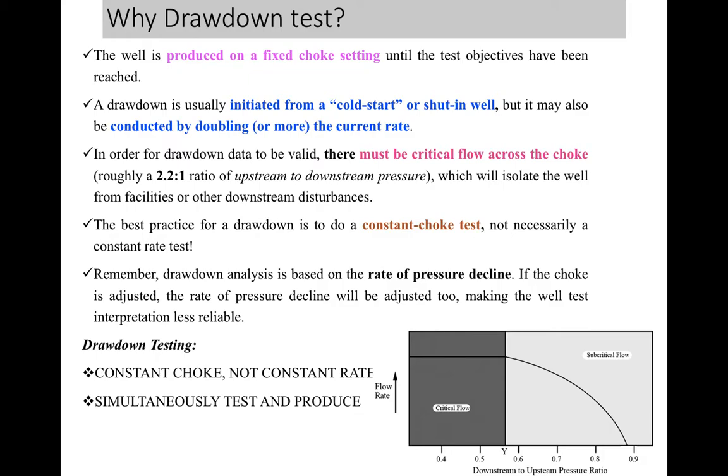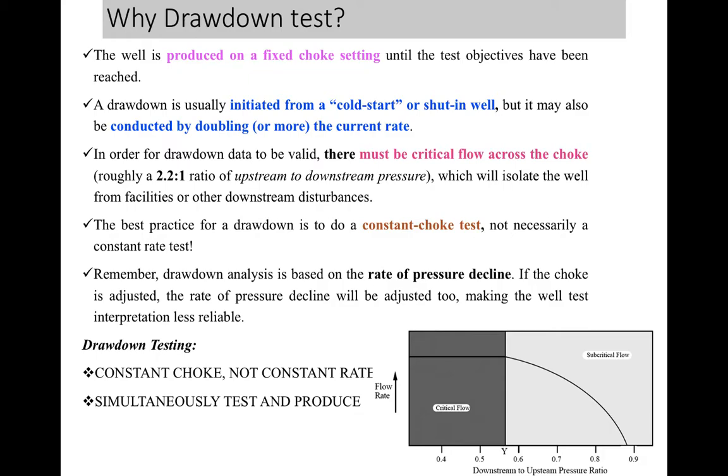This drawdown testing is also a constant choke testing, not a constant rate testing, right? By means of constant choke condition, you are making the rate constant. However, with time, the rate may not be constant. It depends on the downstream and upstream pressure. So if upstream pressure goes down, the flow rate may change over a period of time. Therefore, the concept of multi-rate testing has originated, right?